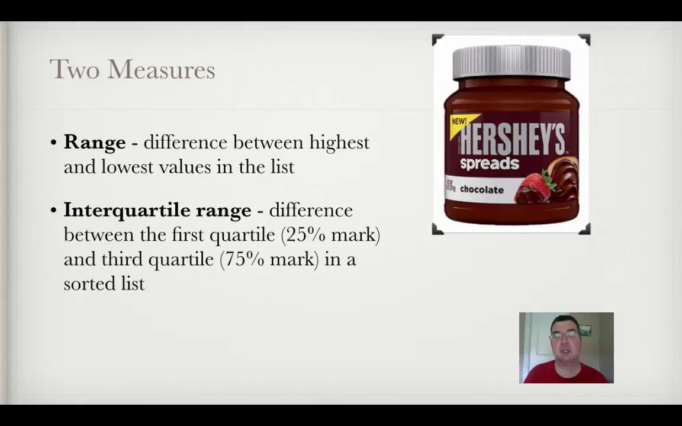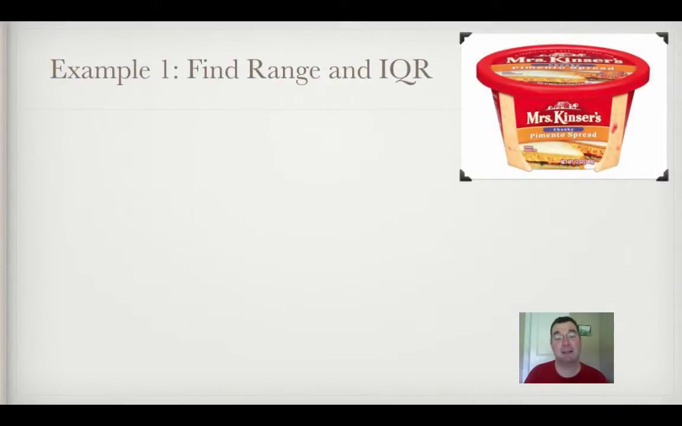And then there's the interquartile range, and that's the difference between the first quartile, which represents 25% of the data below a certain line, and the third quartile, which is 75% of the data below a certain line. So this is going to be helpful with some examples, so let's get to it.